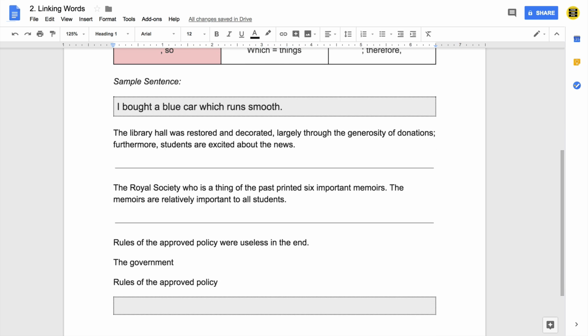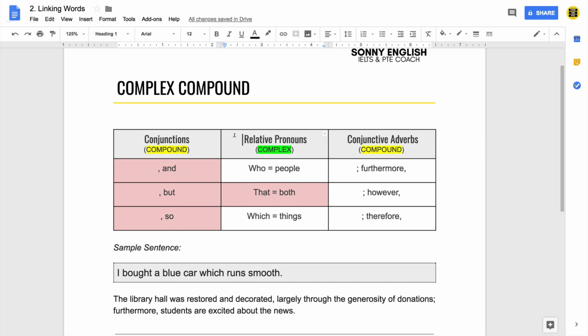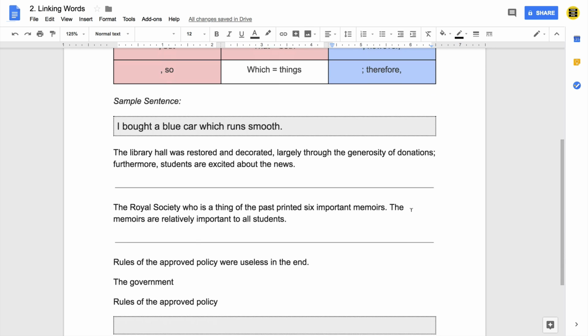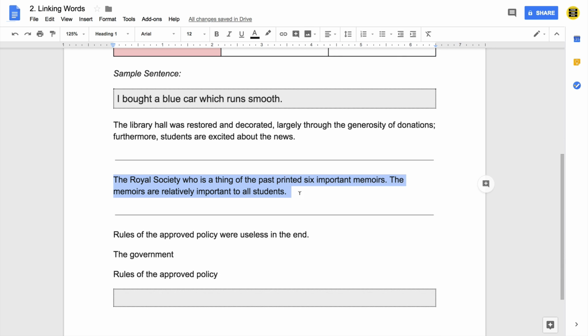Now let's look at the second sentence. Take some time and read this to yourself. Now I'll read it for you. The Royal Society, who is a thing of the past, printed 6 important memoirs. The memoirs are relatively important to all students. Now with these two sentences, did we see nouns that were the same? If we have nouns that were the same, we would create the complex. If we don't, we will create compound. In these two sentences, do we have nouns that are the same? I believe so. We have memoirs. I'm just going to highlight it so you can see it. And then we have memoirs again, so that is the same.